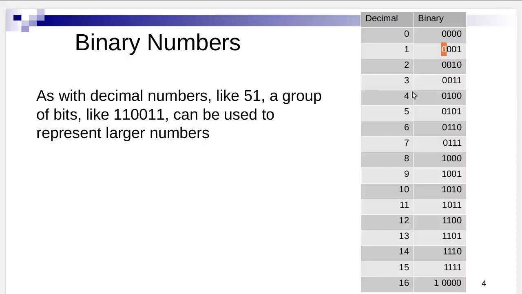You don't have to remember that, but I think you should know how to convert decimal numbers to binary numbers. So 15 is all ones. You add 1 to that, you get 16, which is a 1 and then 4 zeros.